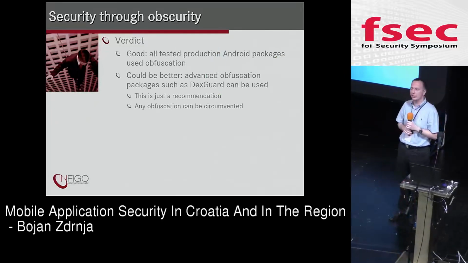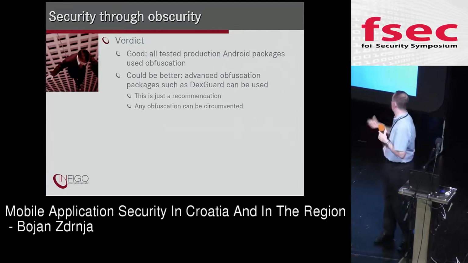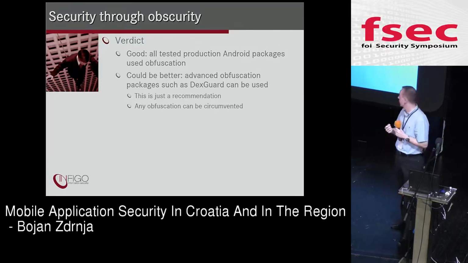Absolutely every application that we tested that came from the store actually used at least ProGuard obfuscation. For those who maybe want a little bit more security, there are some commercial packages such as DexGuard, which can take this obfuscation to the next level, and it makes a really complex job for a person who is attacking or analyzing that application.